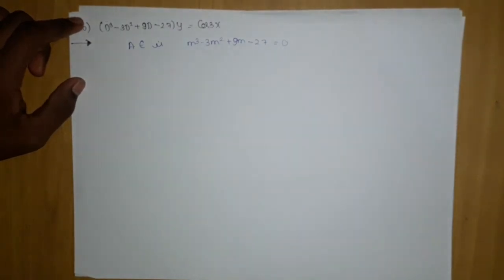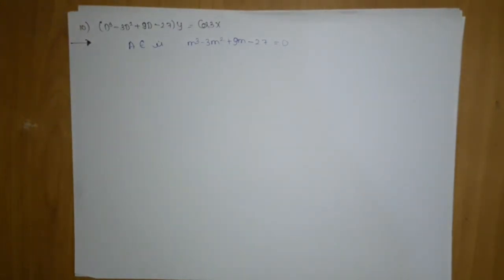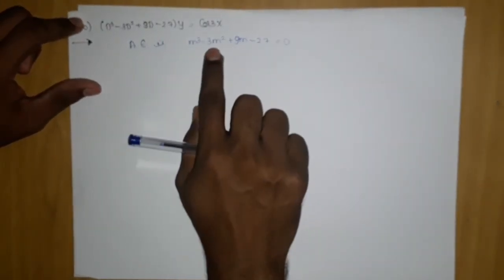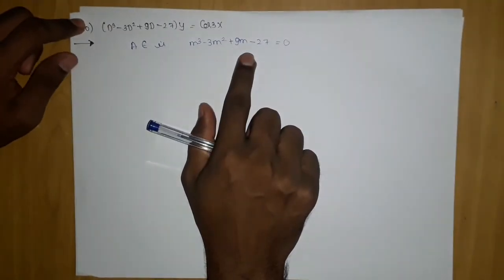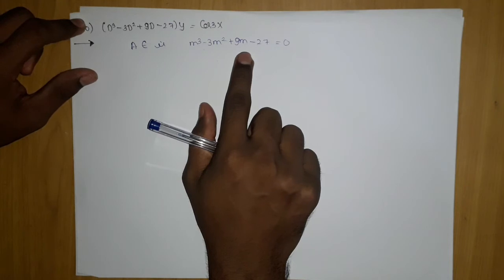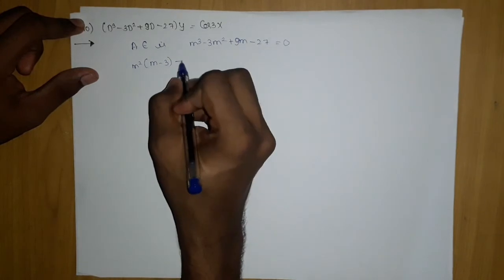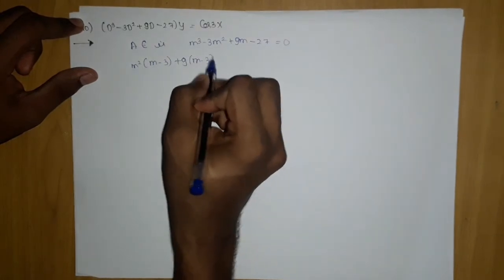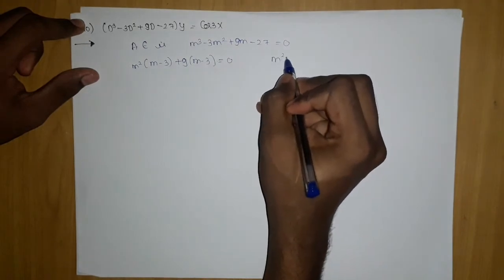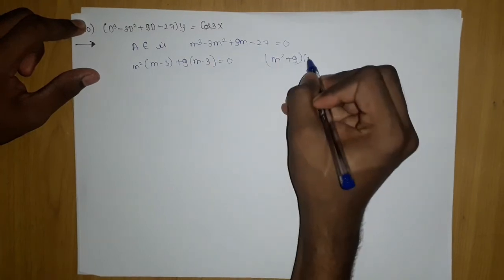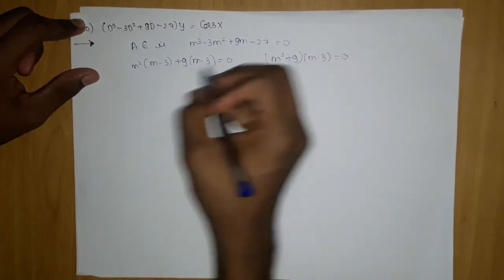Here you can clearly make out what should be substituted to get the answer. Or can we simplify it more clearly? If you take 9 outside, it will be m minus 3, and if you take m square outside, you will get m minus 3. So it can be simplified like this. Taking m square outside, m minus 3, and taking 9 outside, m minus 3. Hope you are understanding what is happening. (m square plus 9) into (m minus 3) is what we are getting. So our roots will be what?